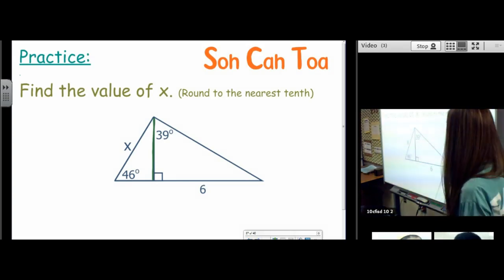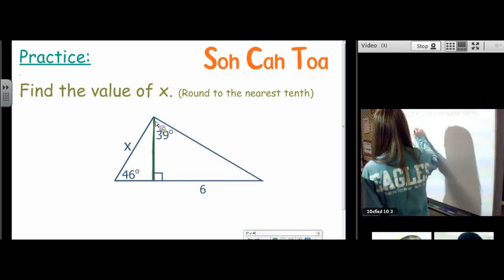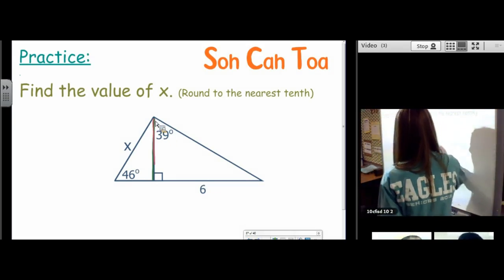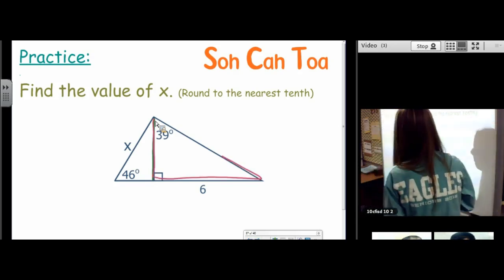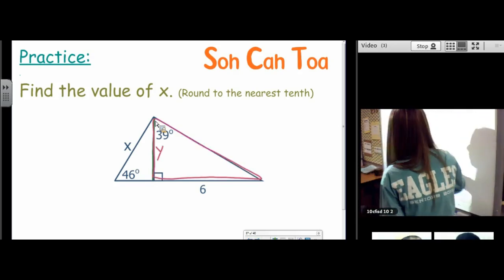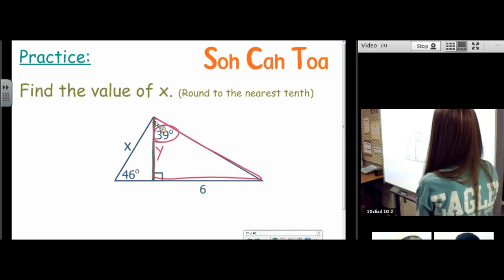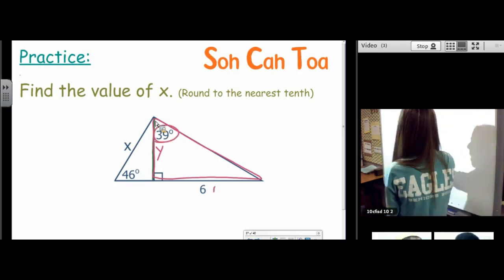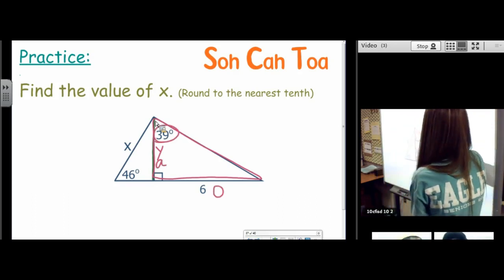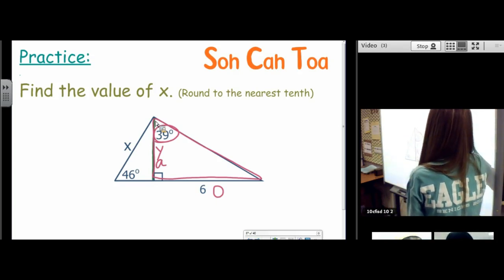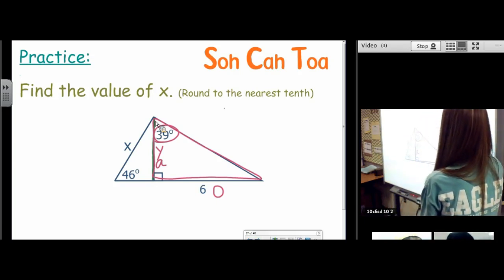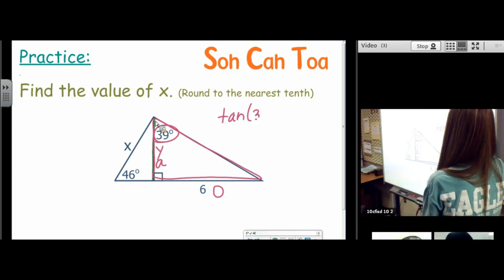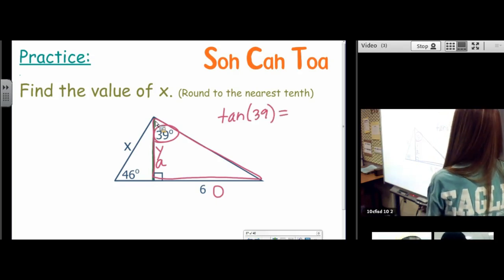So let's work with this triangle first. This triangle right here. Let's work with this one. Circle your angle. I'm going to call this y, okay? Circle your angle. 6 is opposite and y is adjacent. So we're going to do tan 39 equals 6 over y.